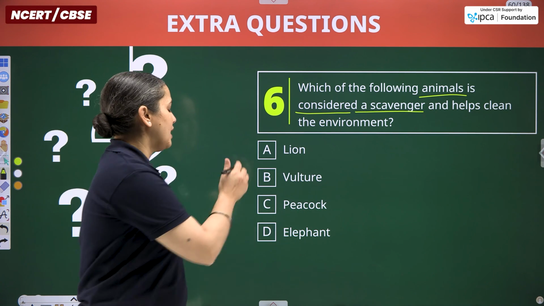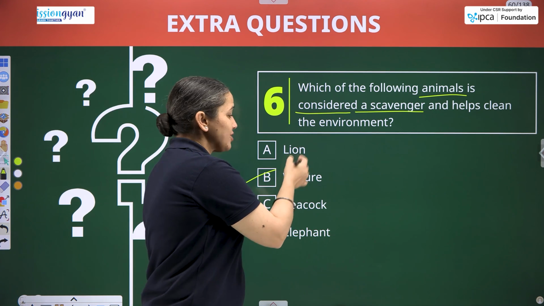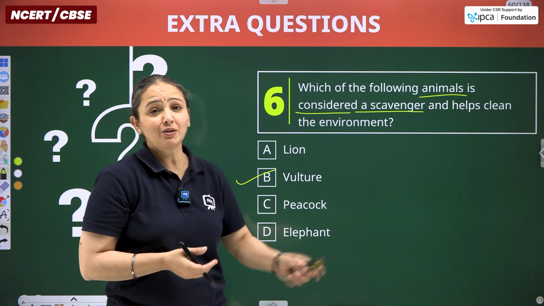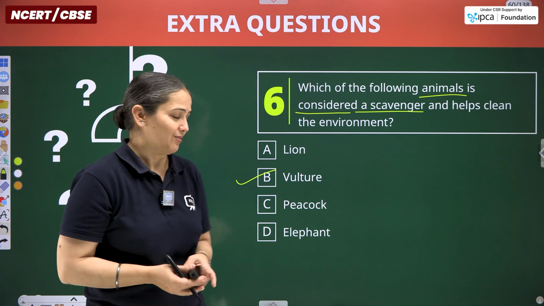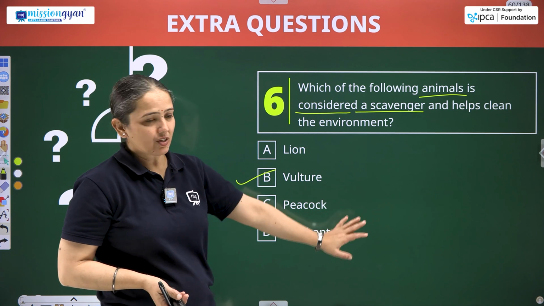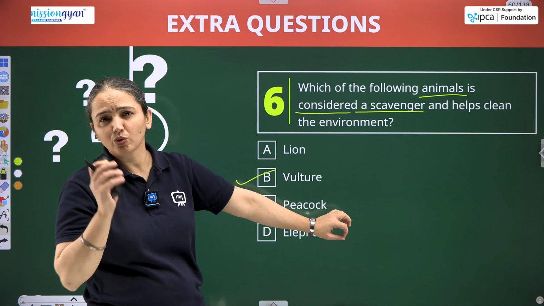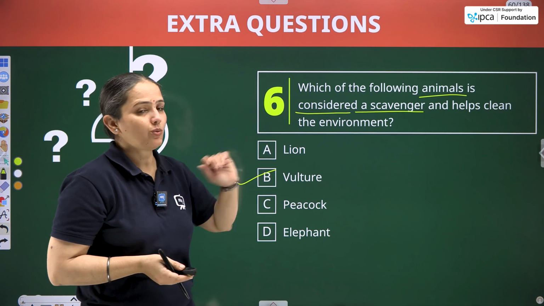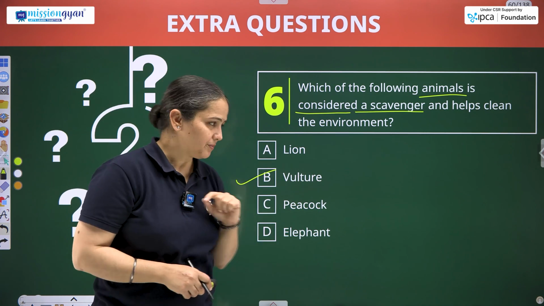So what will be the answer? It is vulture, because lion is not allowed to go anywhere, of course, if it will go where the humans are going to live. Peacock is not there, elephant is not there, both are the plants eating or vegetation eating. So remaining is the vulture, that is a bird.